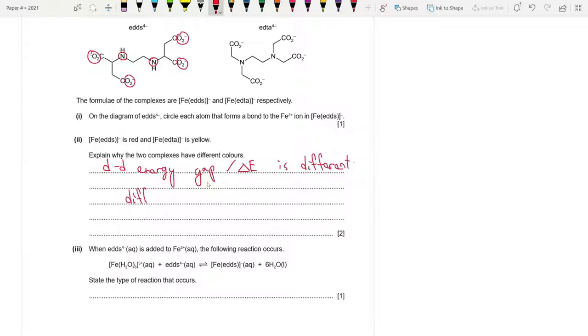So we can say that a different frequency or wavelength of light is absorbed. Okay, always remember the color we see is the wavelength that is not absorbed. It is the complementary of the color that is absorbed. Suppose out of RGB, if you absorb red and green light, you will be seeing a blue color.